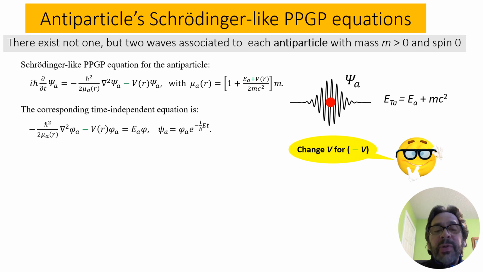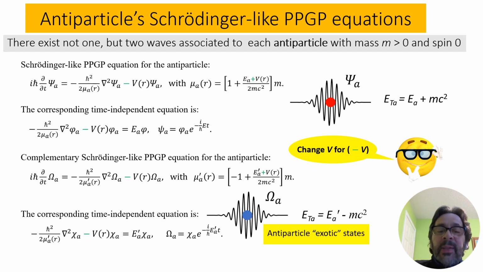How do you get this equation? Well, the only thing that you have to do is to write the same equation for the particle and change B for minus B. The corresponding time-dependent equation is shown below. Like the particle, the antiparticle is associated to two waves. In one, the energy is E sub A plus mc2. In another one that corresponds to the antiparticle exotic state, the energy is E prime sub A minus mc2.